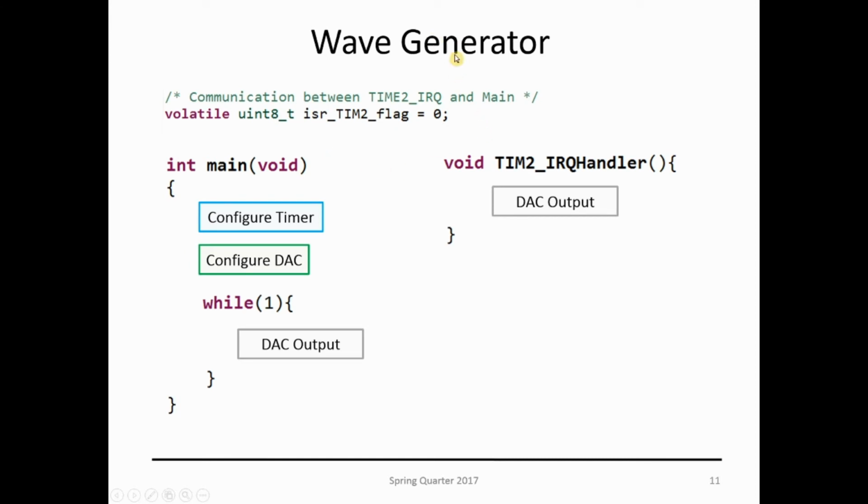And this is the code that you have. You have the main, you parameterize the timer and the DAC, and here is where you do the DAC output. This part is connected to the timer interrupt routine through a variable, timer 2 flag, which is volatile. This is how the main and the interrupt routine communicate together.